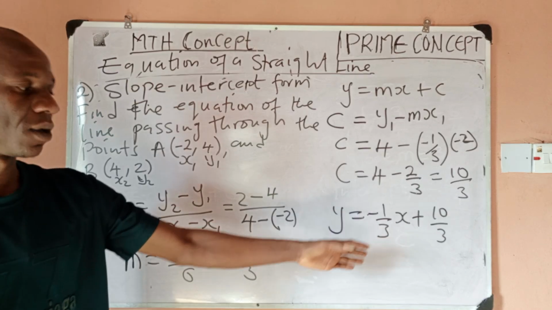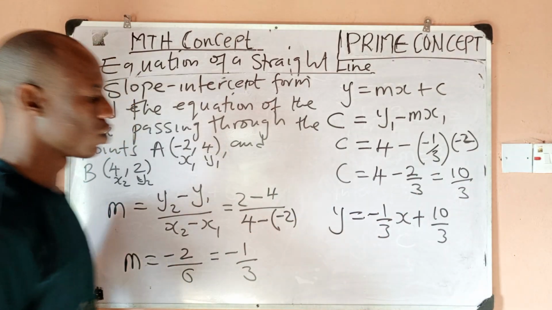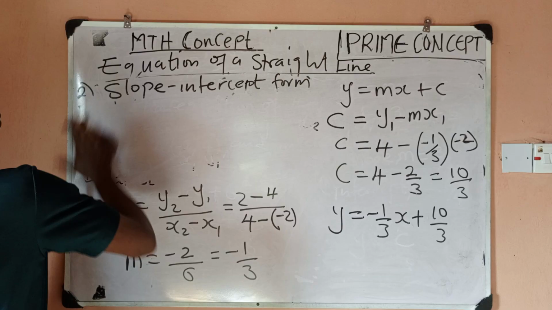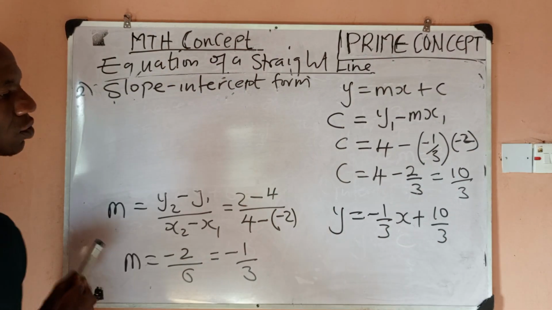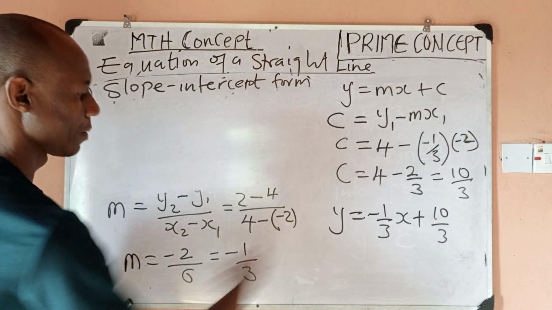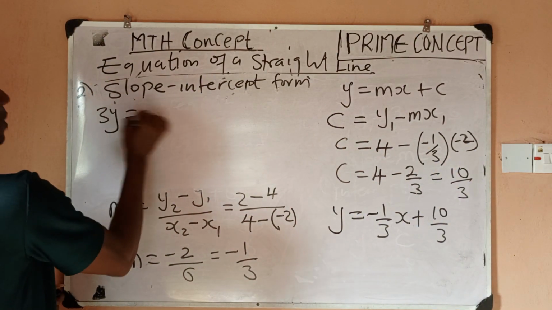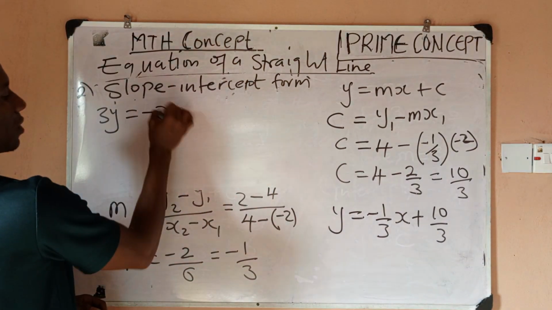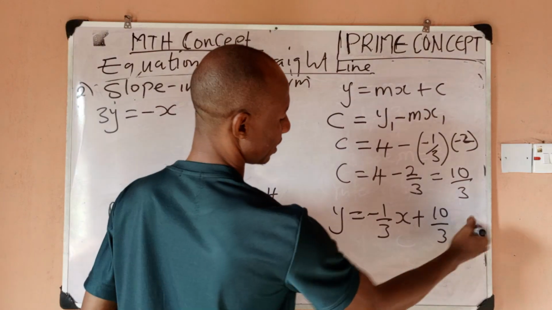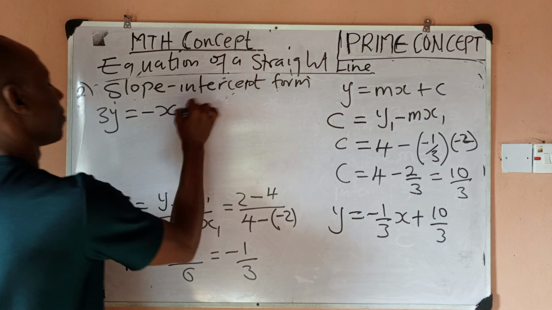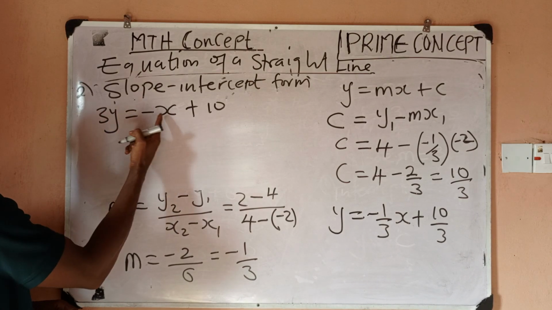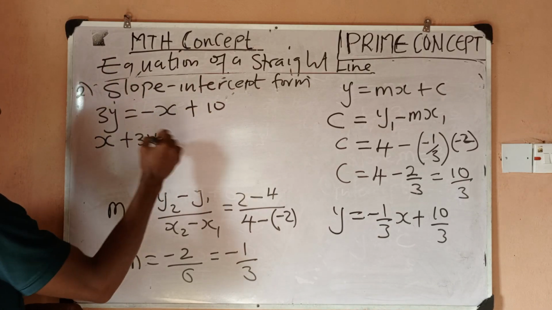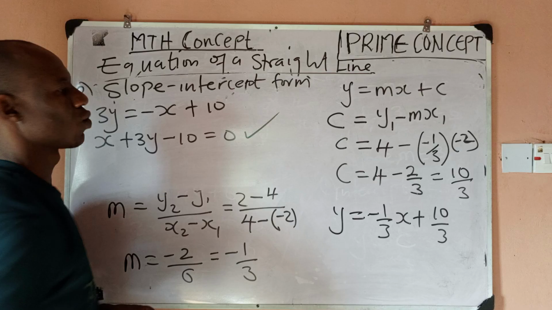If you don't like it in this form, all you need to do is multiply through by 3, the common denominator. So if I multiply that equation through by 3, I'll have 3y equals, 3 would cancel this 3, so I'll be left with minus 1 times x, which is minus x. And if I multiply this by 3, 3 would cancel this, and you'll be left with plus 10. So if I bring this here, it becomes x plus 3y, and when this crosses, it becomes minus 10 equals 0. So this is the equation of a straight line.